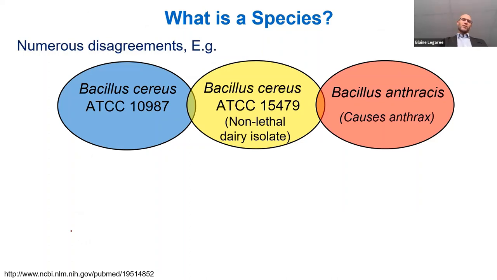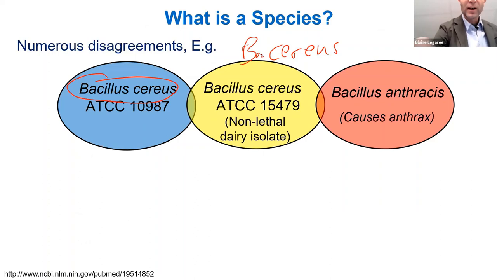There's many disagreements, particularly when it comes to microorganisms. I'll show you this example here. This organism here is called Bacillus cereus, or sometimes we short form it as B. cereus. Haha, B. cereus, get the joke? Thought you might like that. And compare it to anthrax, so Bacillus anthracis right here.